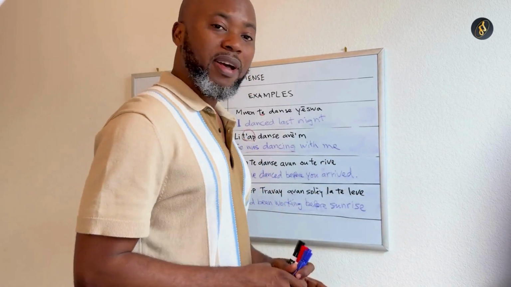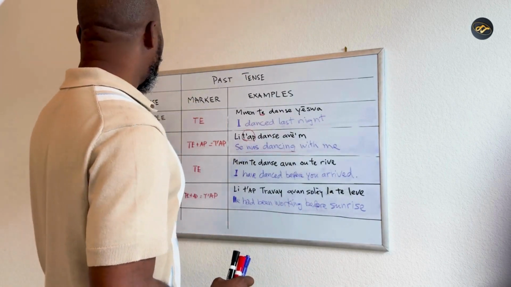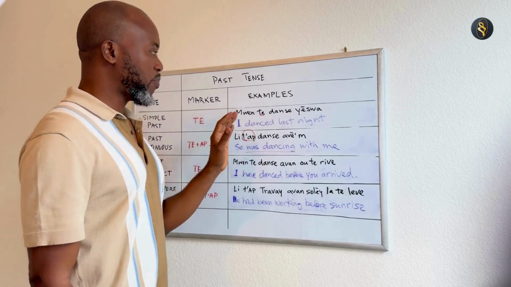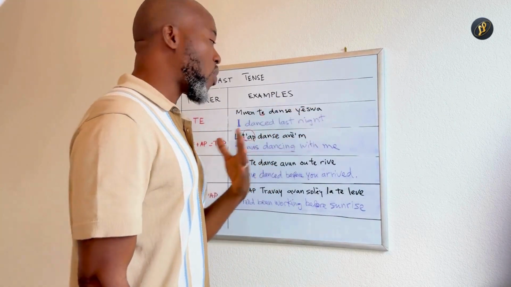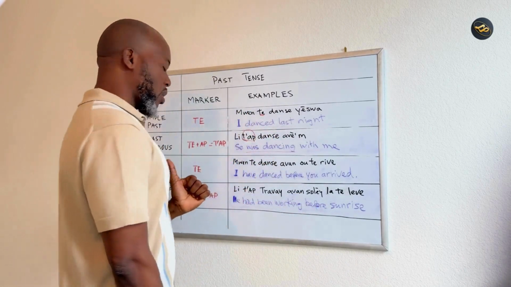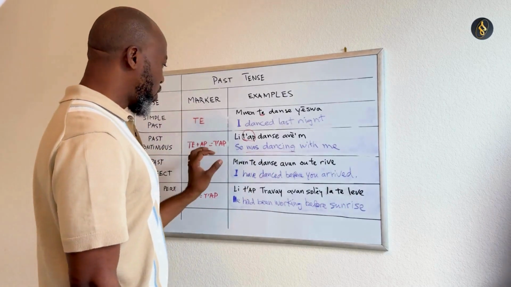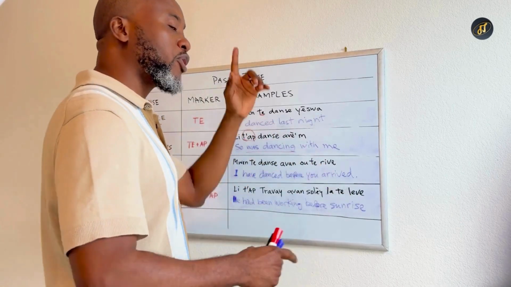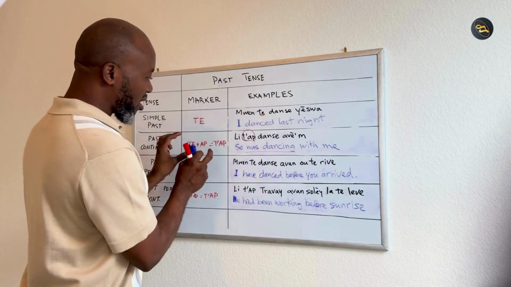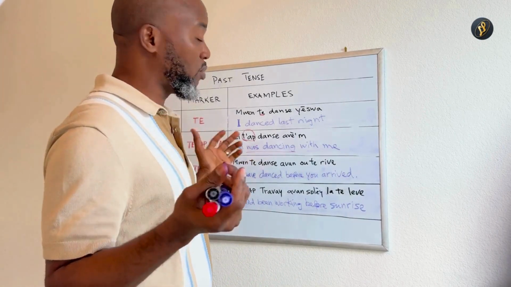Let's recap the past tense like we did for the present tense. So, simple past, we have the marker te. Example: Mwen te danse hier soir. I danced last night. And past continuous, we use te plus a. Remember the a for the continuity in the present tense. We use the combination of te plus a, which is tap. We don't say te a, we say tap.